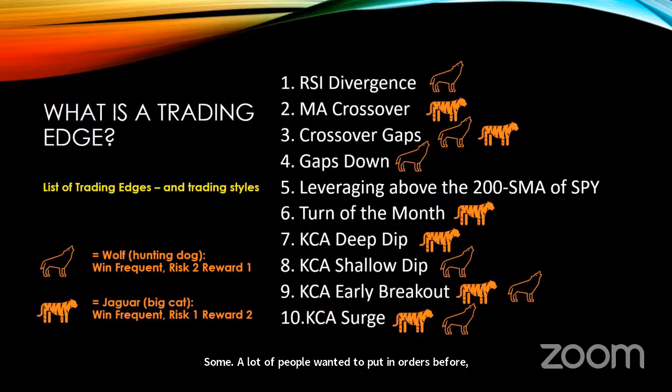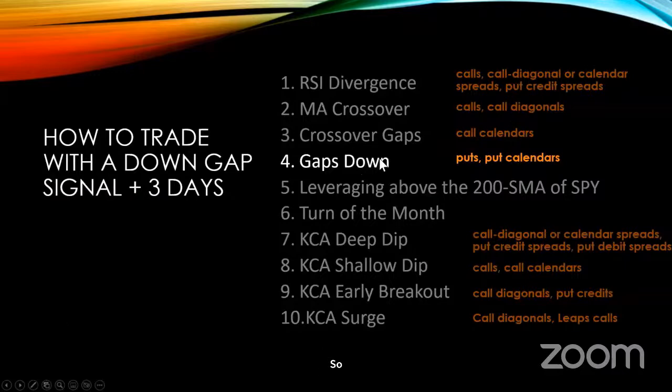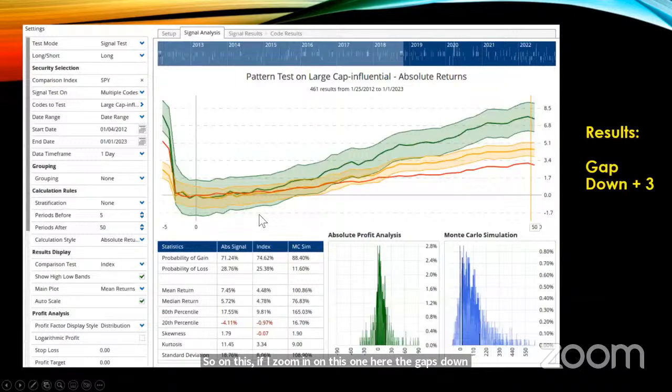There was a study done on the importance of gaps and whether or not they can be effective in predicting the markets. And in fact, that study showed that gaps were a major factor, and especially gaps down, towards helping people understand how far is too far, right? When's the time that you buy the potential turnaround? So on this, if I zoom in on this one here, the gaps down strategy and that edge, let me show you how well it works.